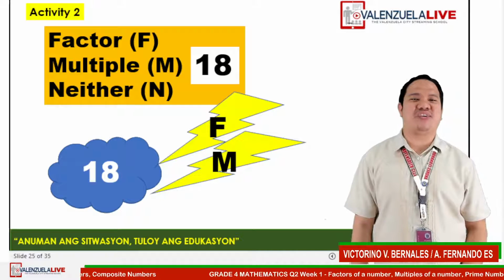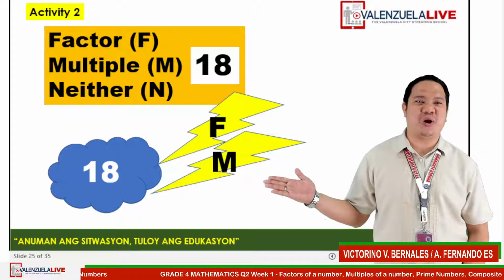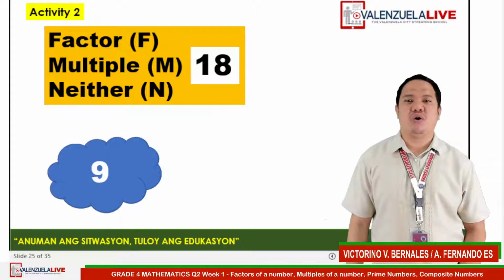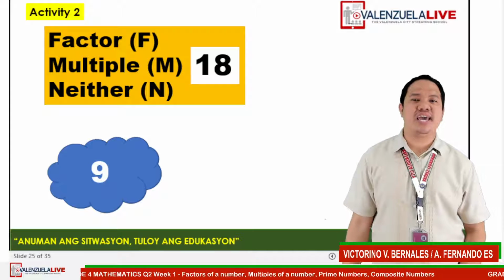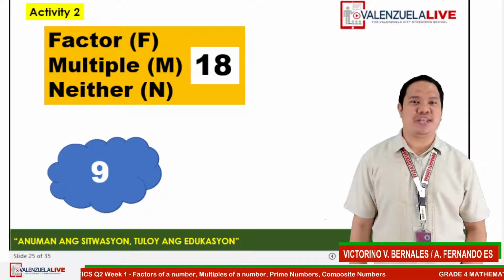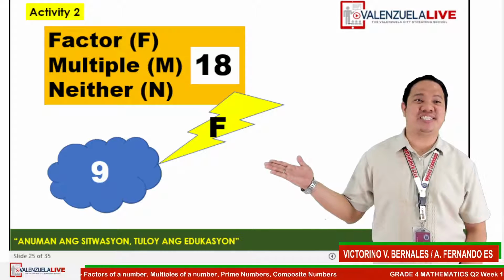Okay, very good. 18 is a factor and a multiple of the number itself. What about 9? Is 9 a factor, a multiple, or neither? Great. The answer is a factor.